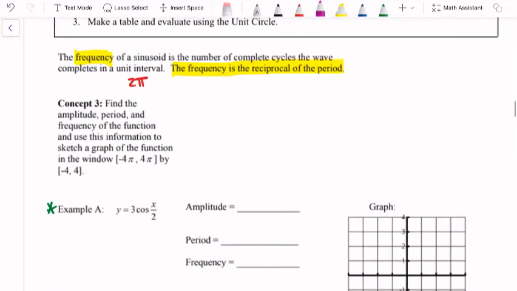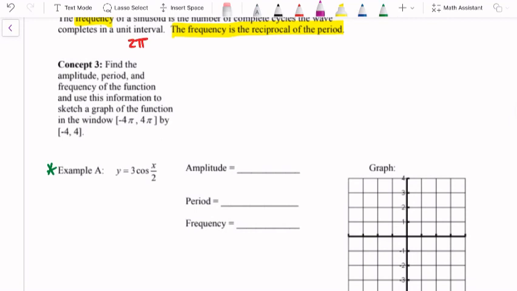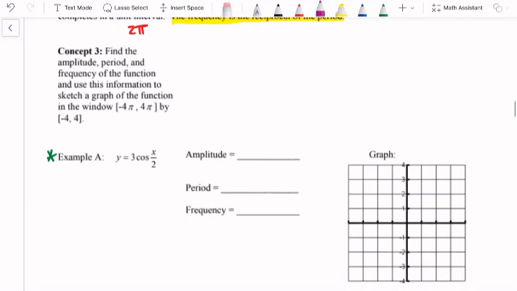Okay, let's get going with this. We are finding the amplitude, period, and frequency of the function, and using this information to sketch a graph. We're looking at example A here. Our function is 3 cosine of x over 2. First, let's find that amplitude. The amplitude is just our vertical stretch or shrink, which is 3.